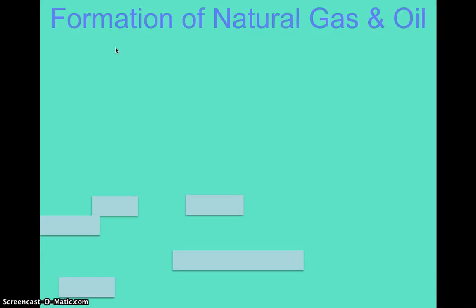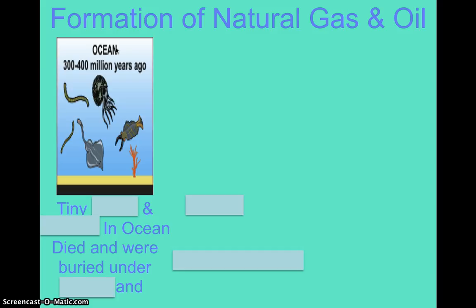So the formation of natural gas is the same as petroleum. It's very similar to the formation of coal with just a slight variation. Where coal formed from large or giant plants that were located in swamps, for natural gas, it's more of tiny plants and animals that were in the ocean, and the rest is pretty much the same.